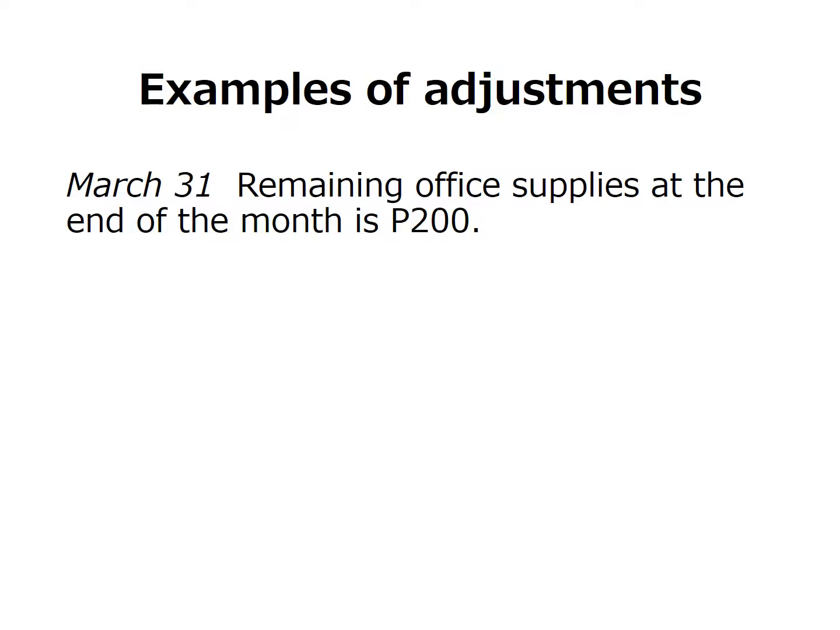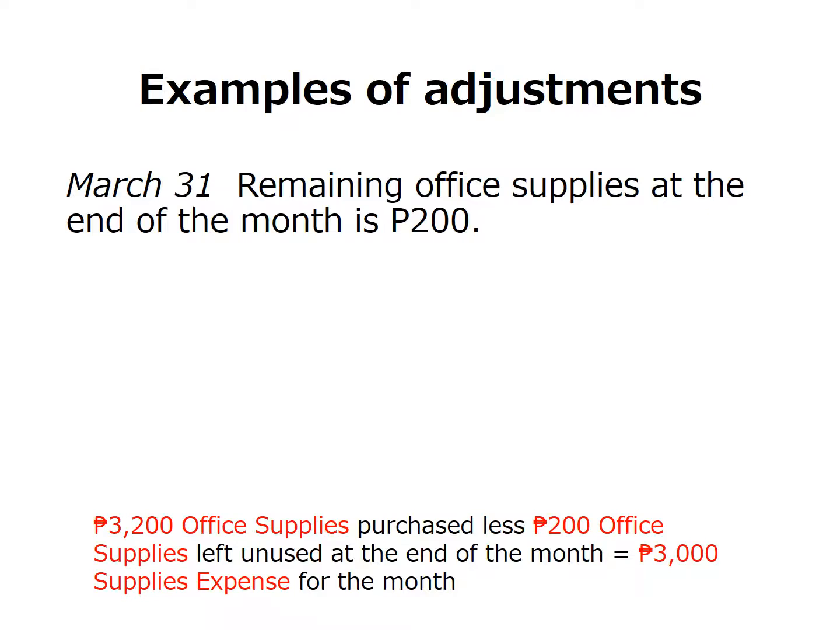Our next adjustment pertains to the remaining office supplies at the end of the month, which is 200 pesos. We have 3,200 pesos office supplies purchased. So we deduct 200 office supplies left unused at the end of the month. It means we had used 3,000 supplies for the month. Used supplies is called supplies expense.